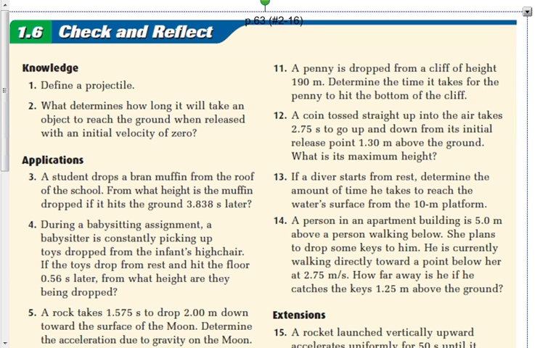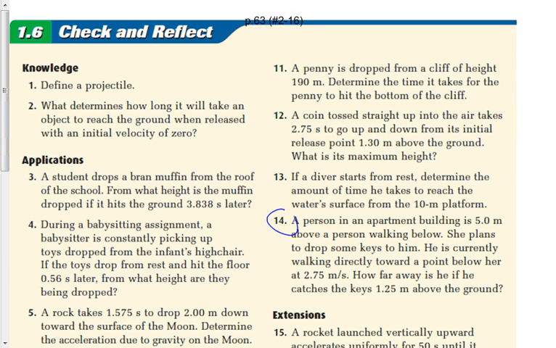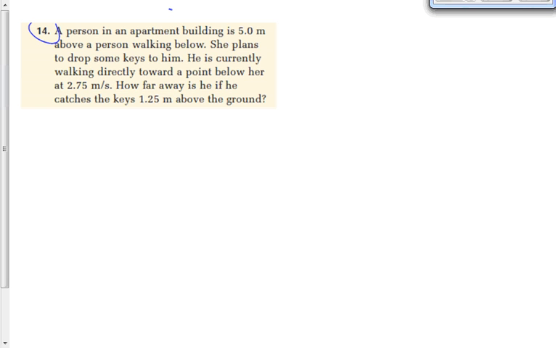14? Says a person in an apartment building is 5 meters above a person walking below. She plans to drop some keys to him. He is currently walking directly toward the point below her at 2.75 meters per second. How far away is he if he catches the keys 1.25 meters above the ground? Wow.